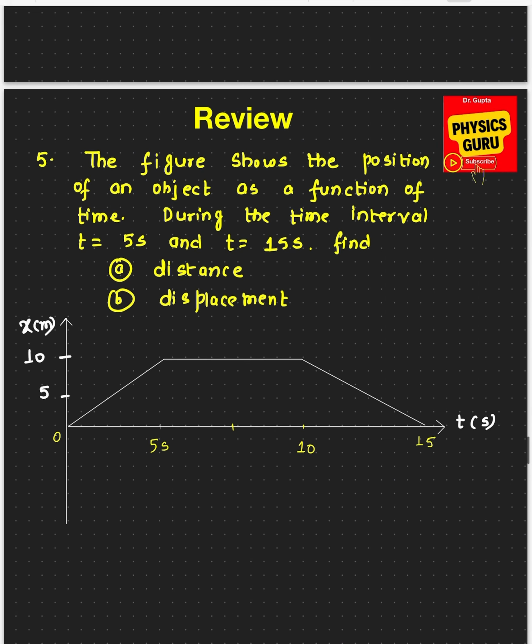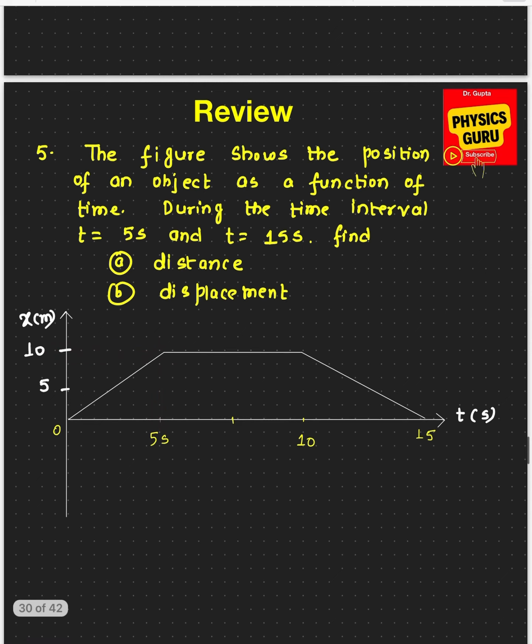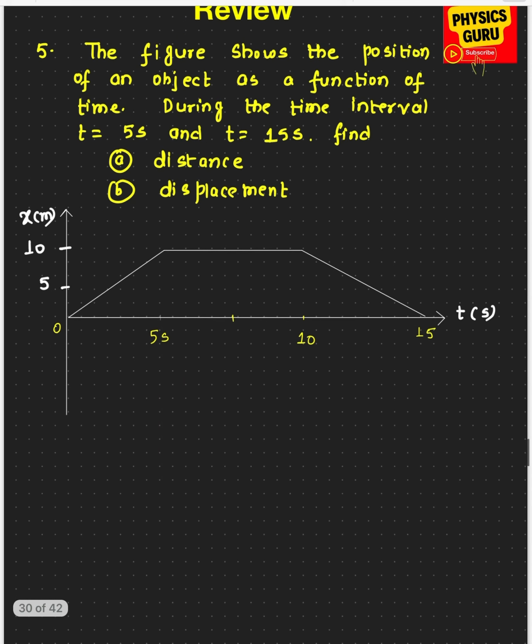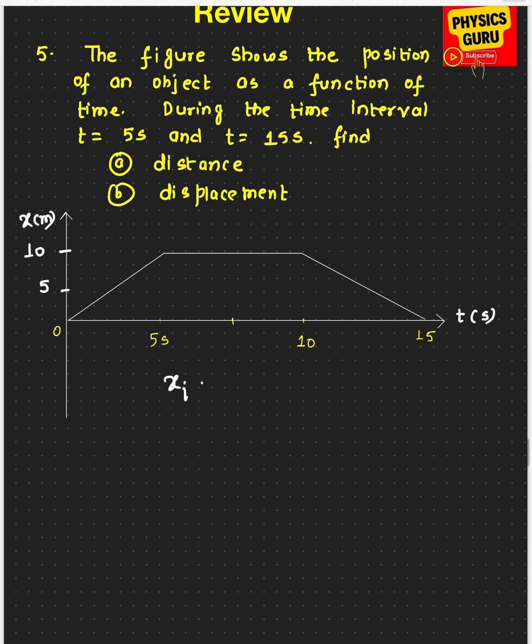In this question, you have to find out the distance and displacement. So how do I do that? It is telling you to find out the distance and displacement between this time range, 5 seconds and 15 seconds. So what you have to do here, at the 5 second, find out what is the position. That is my initial position. My initial position here, that I can write down, is 10 meter.